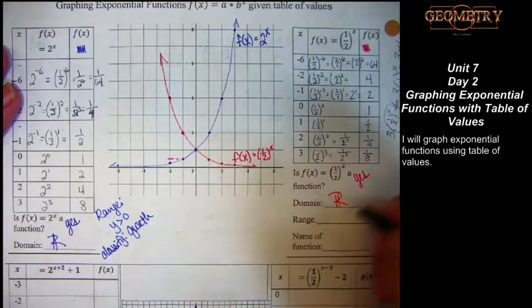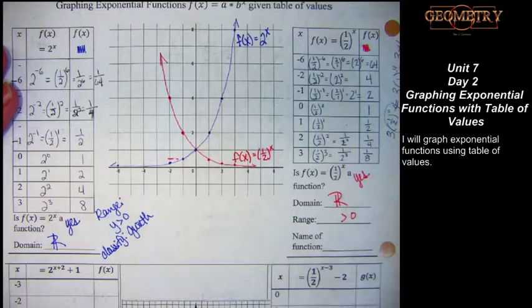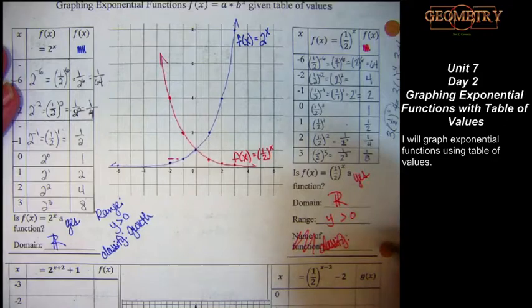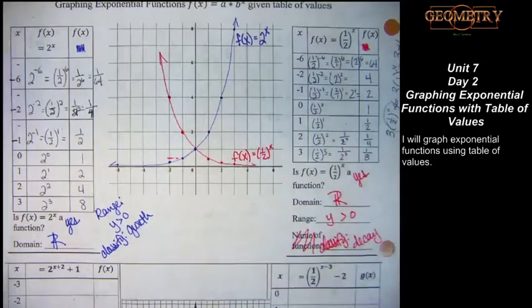Greater than 0. What's greater than 0? Y. Perfect. And then classify this one. It's a decay. Left to right, this thing is swooping down and getting smaller and smaller.